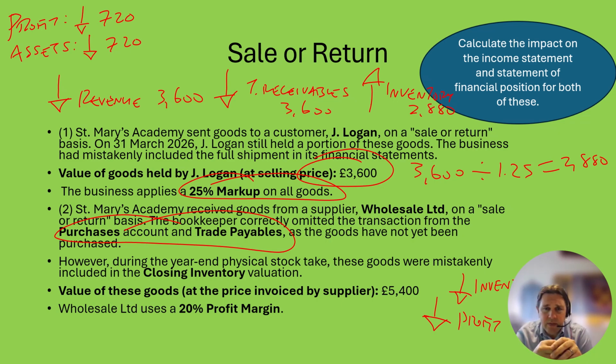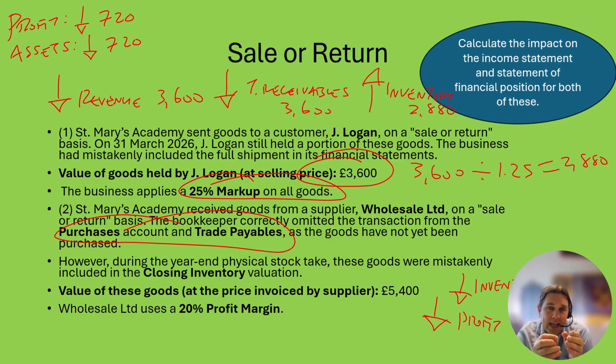But you've got to be careful because inventory has to be valued at lower of cost and net realizable value. So that 25% markup needs to be used to calculate the cost value. And so 3,600 divided by 1.25, because the markup means the revenue includes the profit. So cost is 100%. You can go 3,600 divided by 125 times 100 if you prefer. But either way, inventory would need to go up by 2,880 because we've still got those goods.